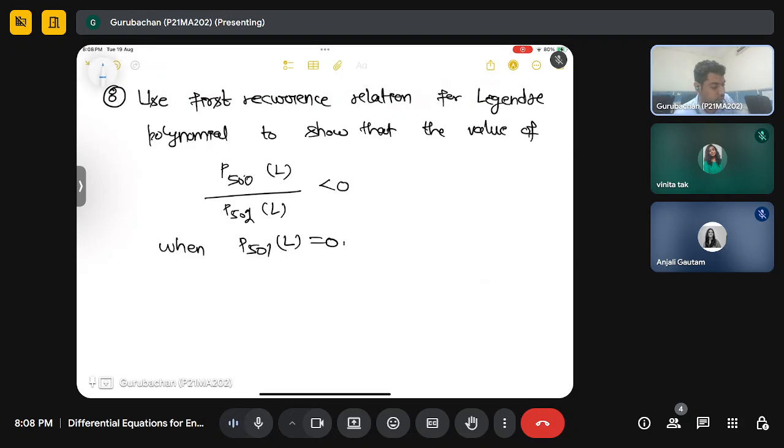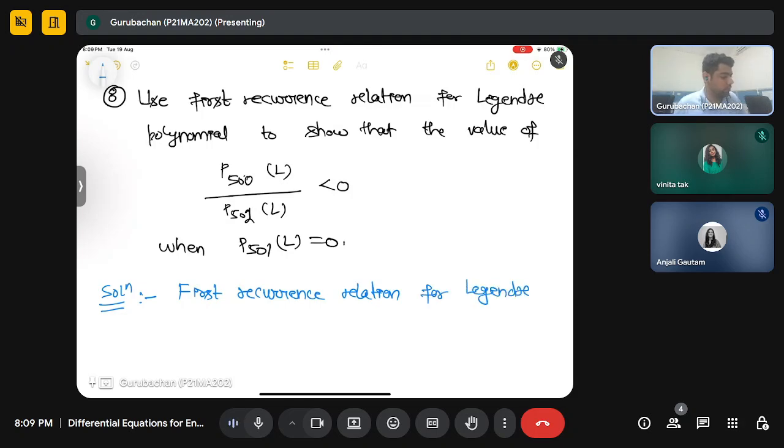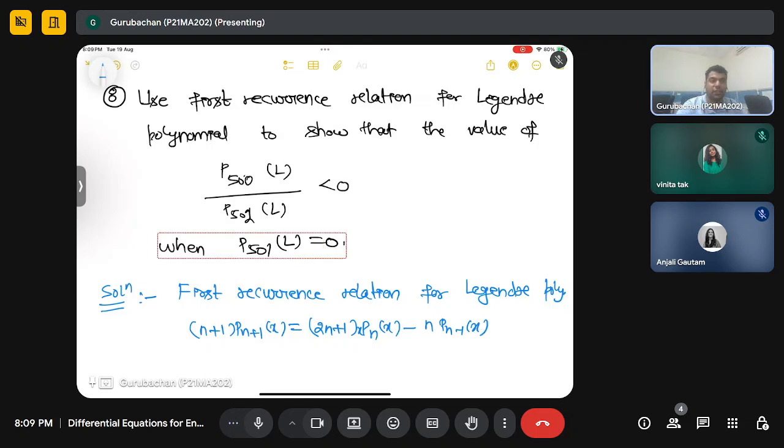So let me first write this first recurrence relation for Legendre polynomials. It is (n plus 1) P_{n+1}(x) equals (2n plus 1) x P_n(x) minus n P_{n-1}(x). This is your first recurrence relation.